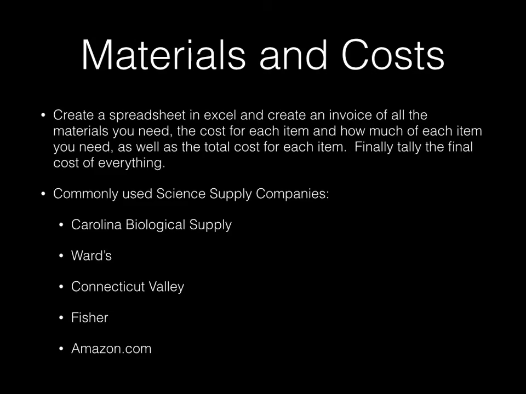The next section is going to be materials and costs. So you need to create a spreadsheet in Excel and create an invoice of all the materials you need, the cost for each item and how much of each item you need, as well as the total cost for each item, and then you need to finally tally the final cost. Make sure that cost is $500. All right, if you're having problems finding your supplies, commonly used science supply companies: Carolina Biological Supply, Ward's, Connecticut Valley for live organisms, Fisher, and Amazon.com. Carolina also is very cheap for bacteria and organisms, okay?